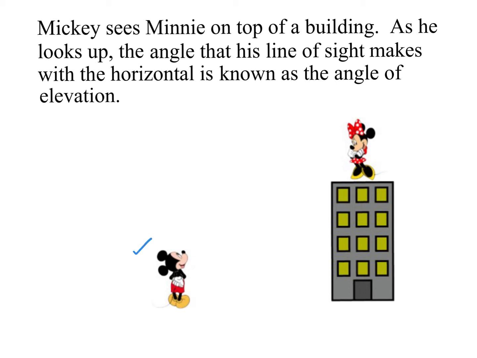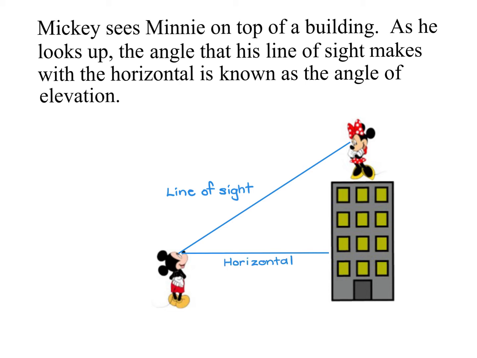So here we have Mickey, and let's make a line of sight where he's looking at Minnie. Now let's make a horizontal line. So the angle in between the line of sight and the horizontal right here is called the angle of elevation. When you think of elevation, you're thinking about elevate, meaning to move up. So the angle of elevation is generally at the bottom, looking up.